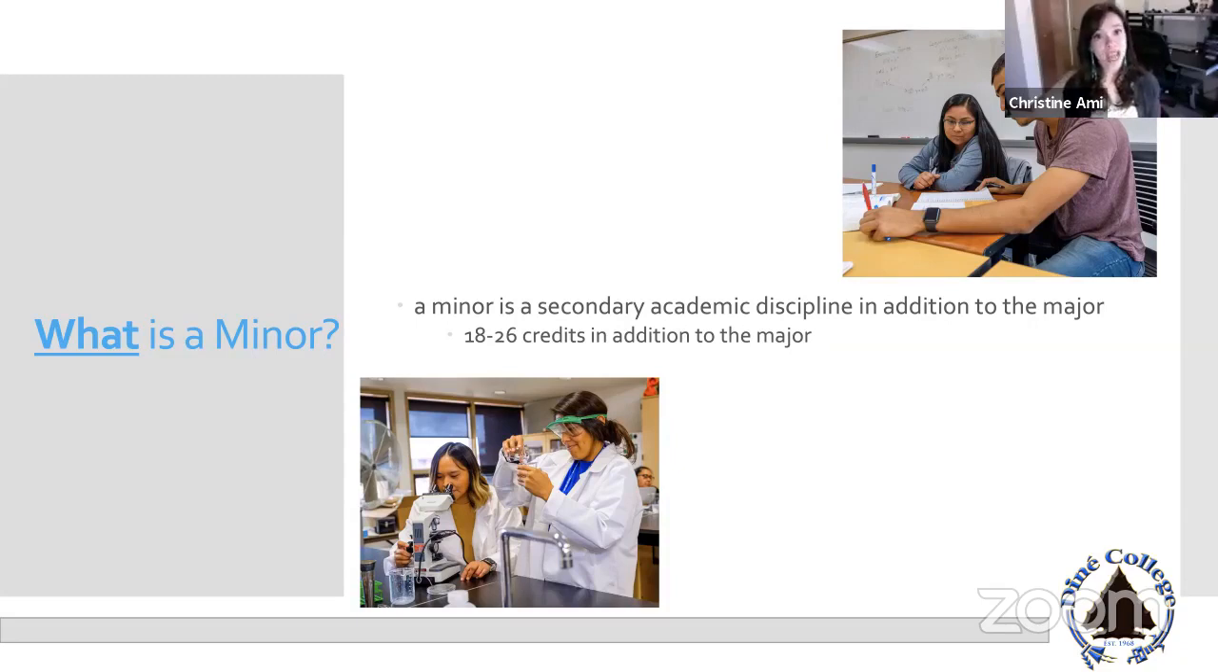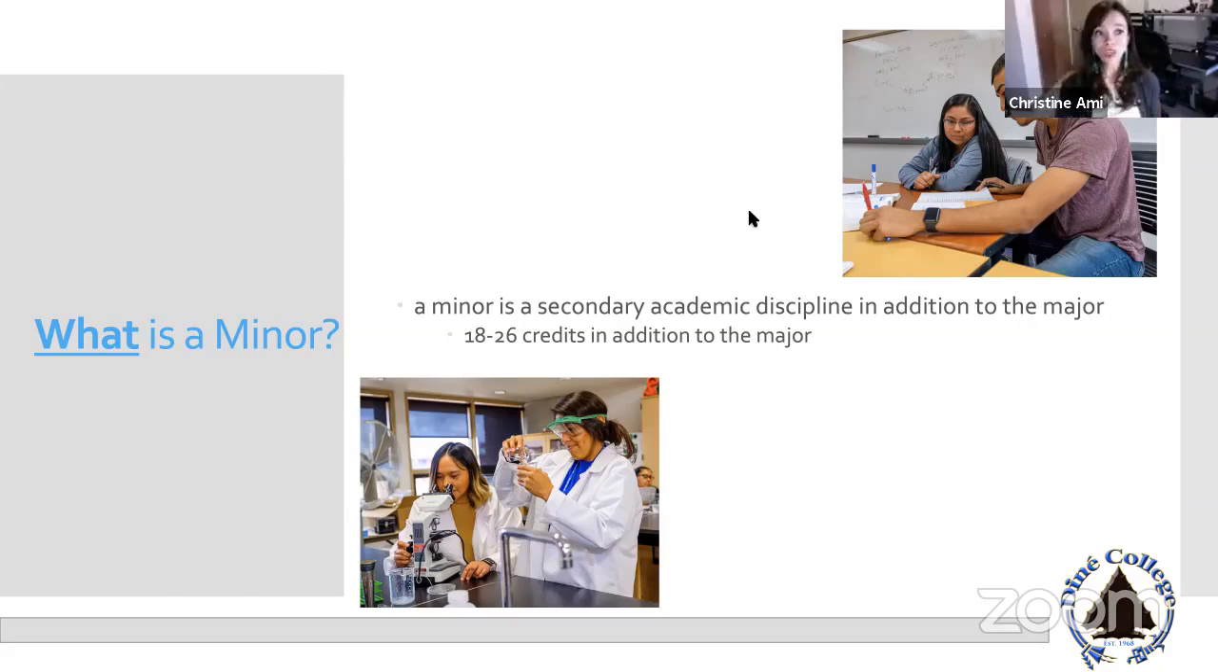It's a secondary academic concentration. Typically, they range between 18 to 26 credits in addition to the major. And we're going to talk about that in just one second, because we also want to make sure that these minors are attainable not just within a time period, but also in terms of our financial capabilities to work with these additional credits.